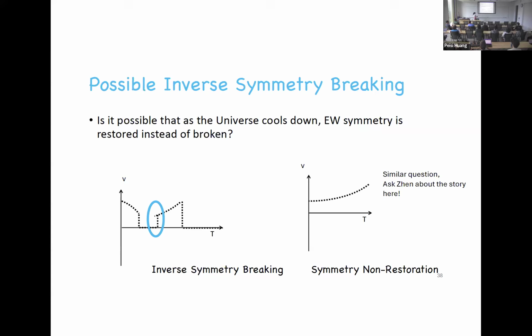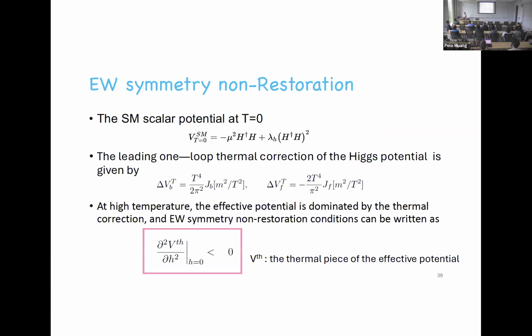So when we lower the temperature, the vacuum expectation value goes from non-zero to zero. That I call inverse symmetry breaking. A while ago, Jane asked a similar question: is it possible that electroweak symmetry is never restored even in the early universe, which is called symmetry non-restoration? To discuss that, let me first write down a condition for electroweak symmetry non-restoration.